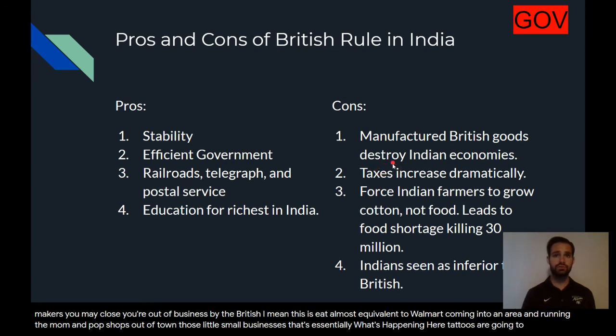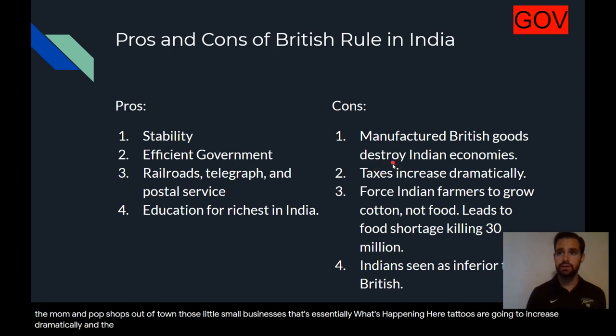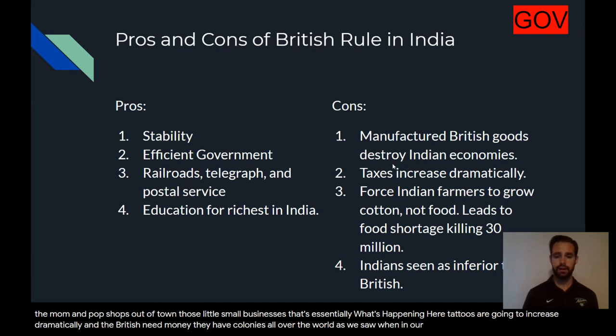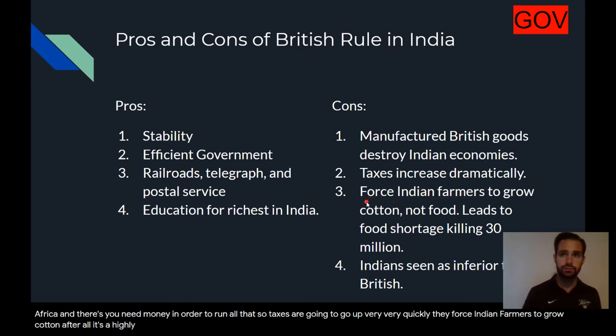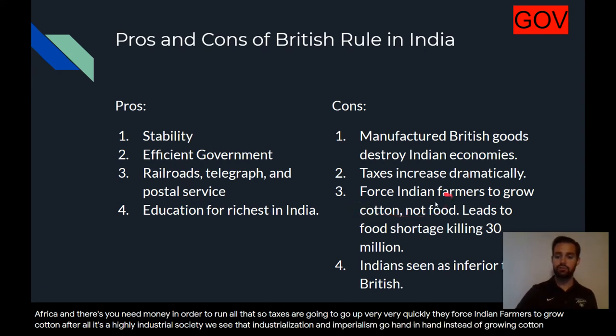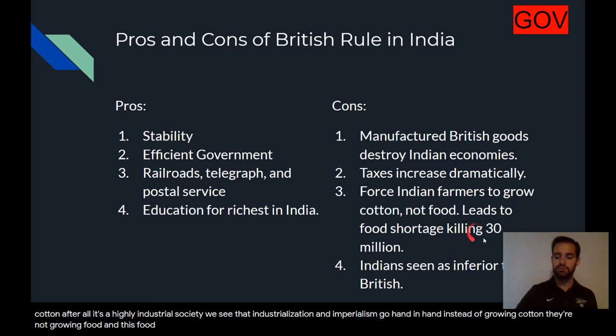Taxes are going to increase dramatically. And the British need money. They have colonies all over the world, as we saw in our lecture about the imperialism in Africa. And you need money in order to run all of that. So taxes are going to go up very, very quickly. They force Indian farmers to grow cotton. After all, it's a highly industrial society. We see that industrialization and imperialism go hand in hand. And instead of growing food, they're growing cotton. And this food shortage ends up leading to the death of 30 million people.